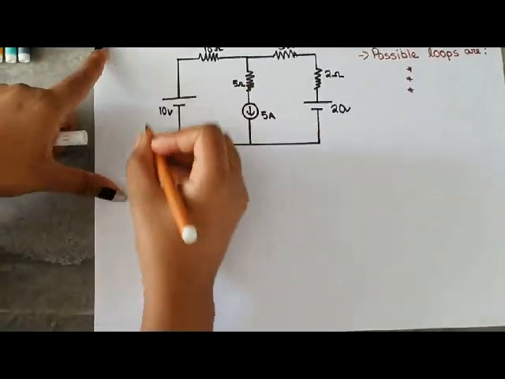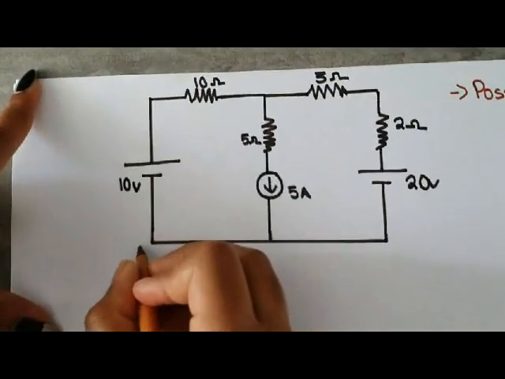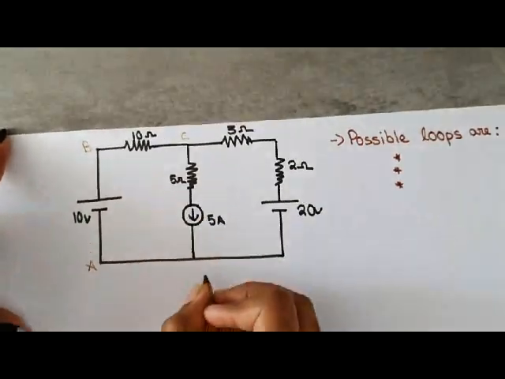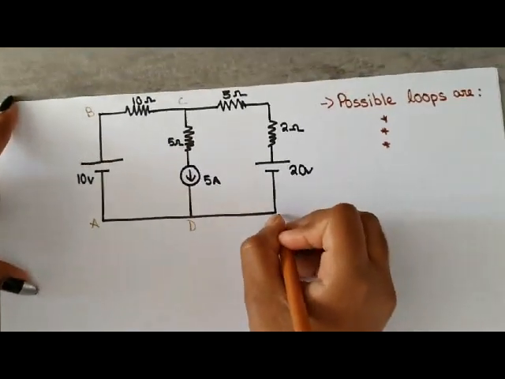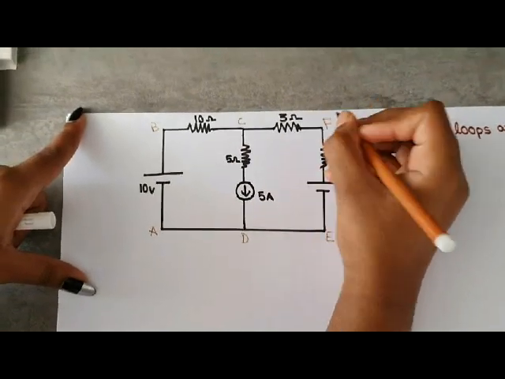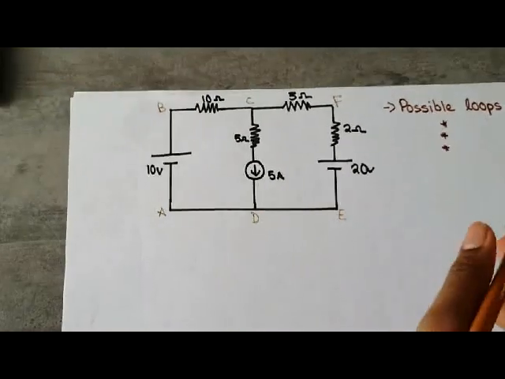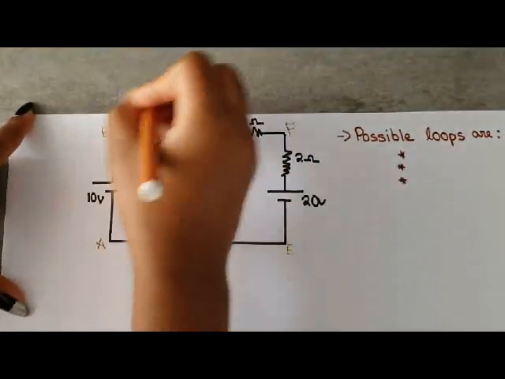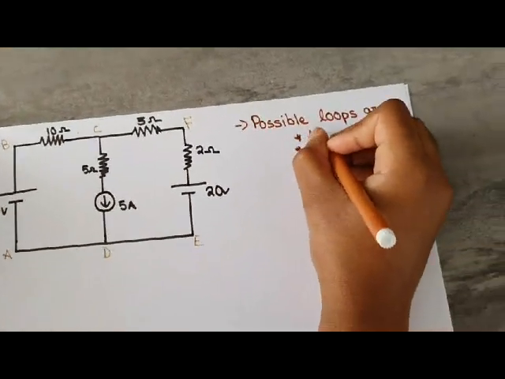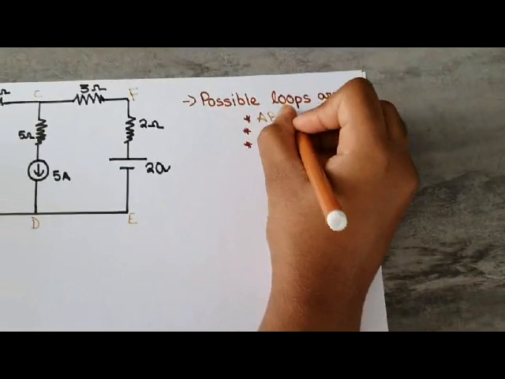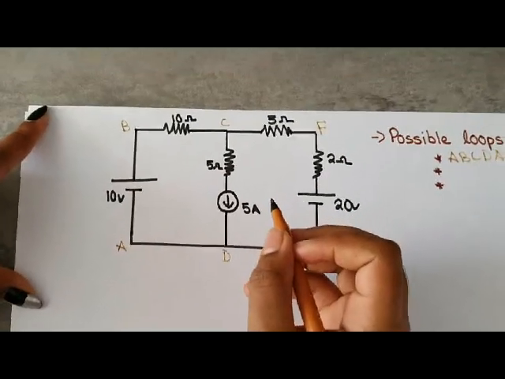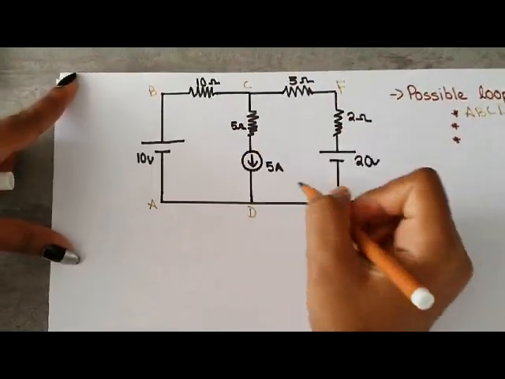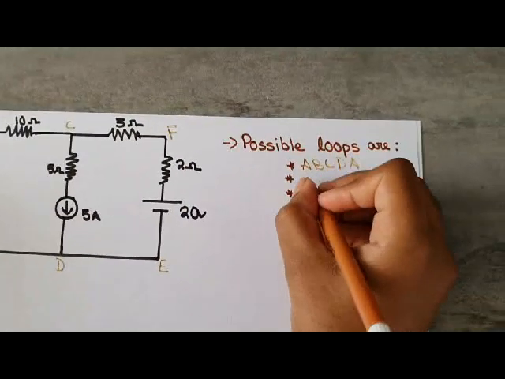First let's mark the branches: A, B, C, D, E, and F. And let's write down the possible loops. The first will be A, B, C, D, A, the first mesh. The second loop is C, D, E, F, C, the second mesh. So let's write it down.